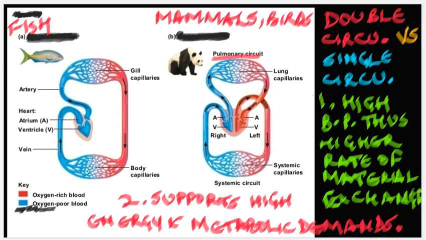Now in this image right here, to the left hand side we have a fish and the circulatory system of a fish, and on the right hand side we have a mammal, a panda, and the circulatory system of a giant panda. Now the panda is a mammal, right? Let us just see the pathway taken up by the blood in the circulatory system of the fish. Also let us have a look at the components.